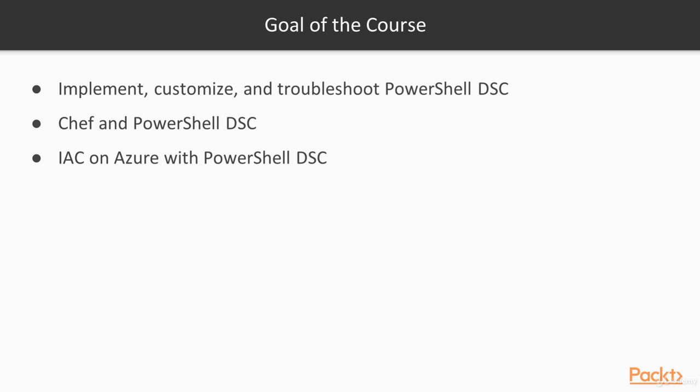The goal of the course is to implement, customize, and troubleshoot PowerShell DSC in a production infrastructure. You will be able to author custom DSC resources needed for your infrastructure. We'll learn how to use some of the popular configuration management tools like Chef in combination with PowerShell DSC. We'll also learn how to implement infrastructure as code on Microsoft Azure with PowerShell DSC.